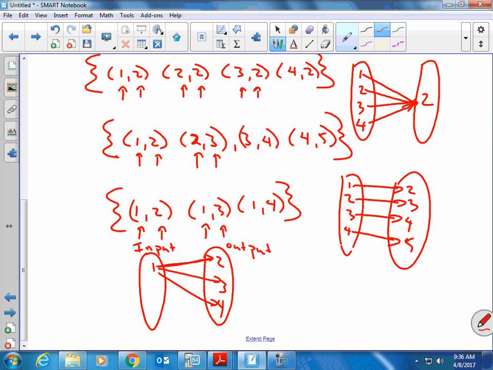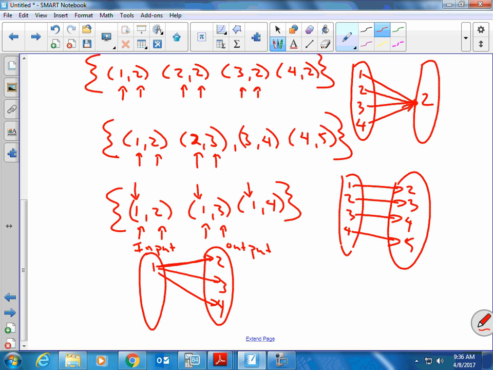If you have more than one arrow coming off of your input, it is not a function. Another way of saying it, if your first coordinate shows up more than once, not going to be a function, provided the y value is different, of course. Okay, a function. For every input, there is exactly one output.